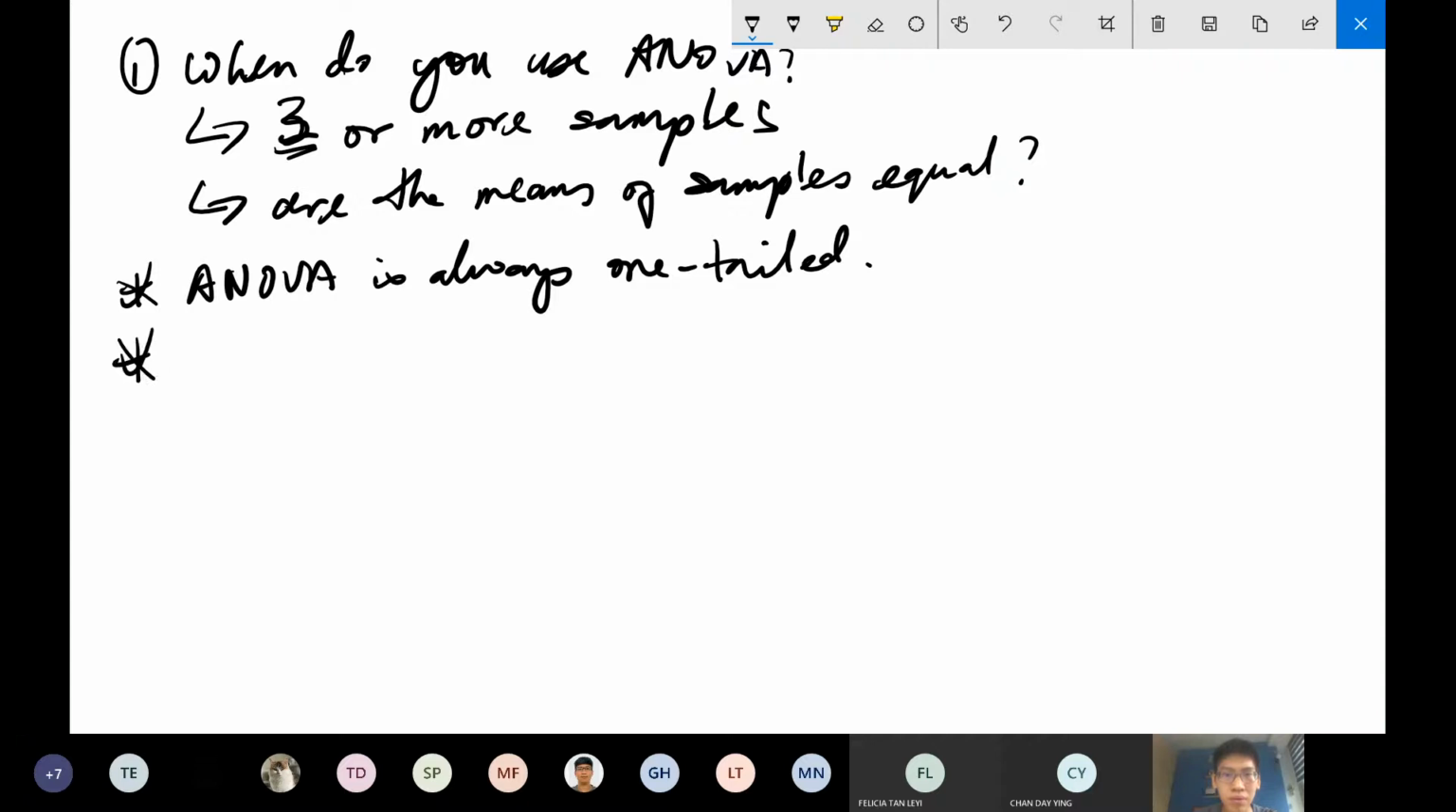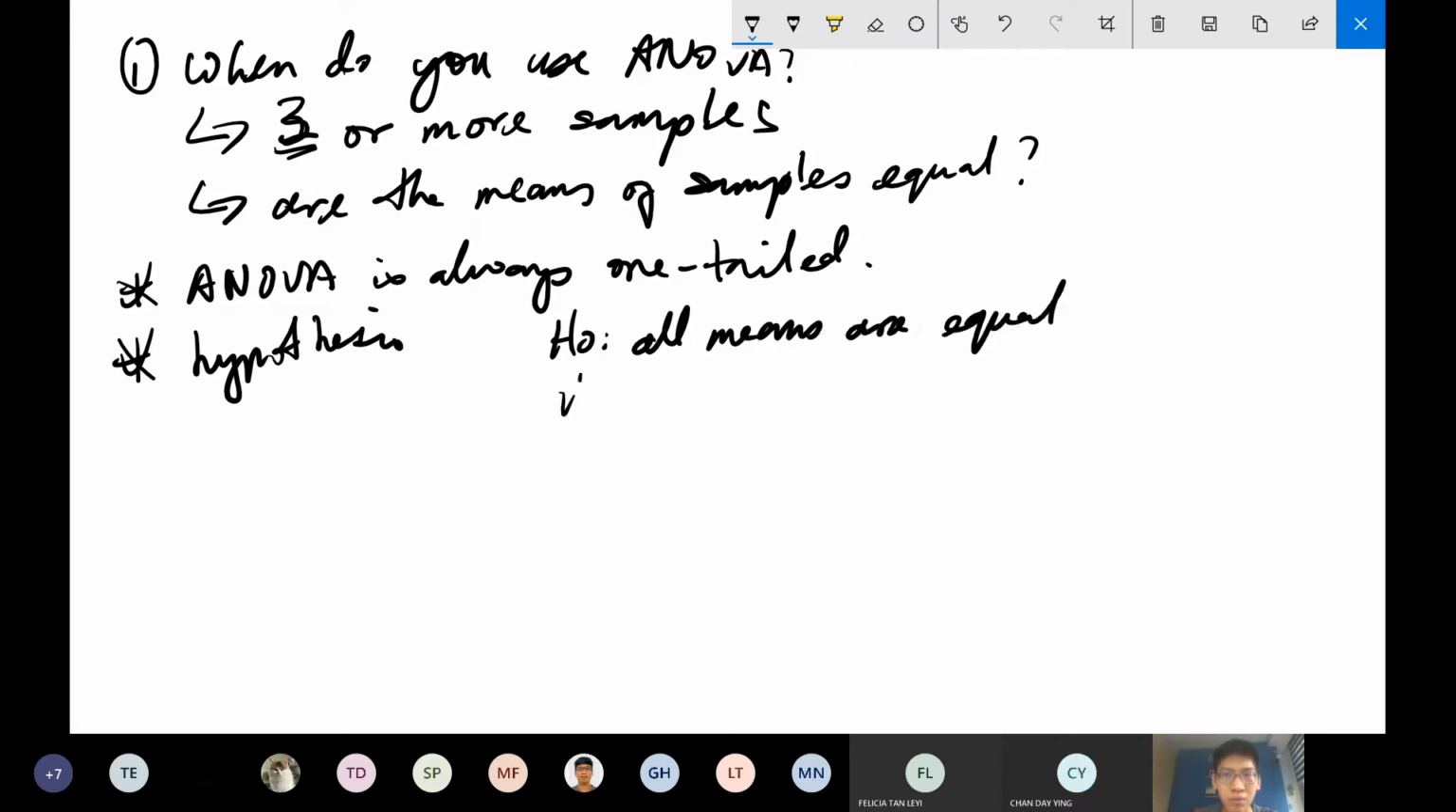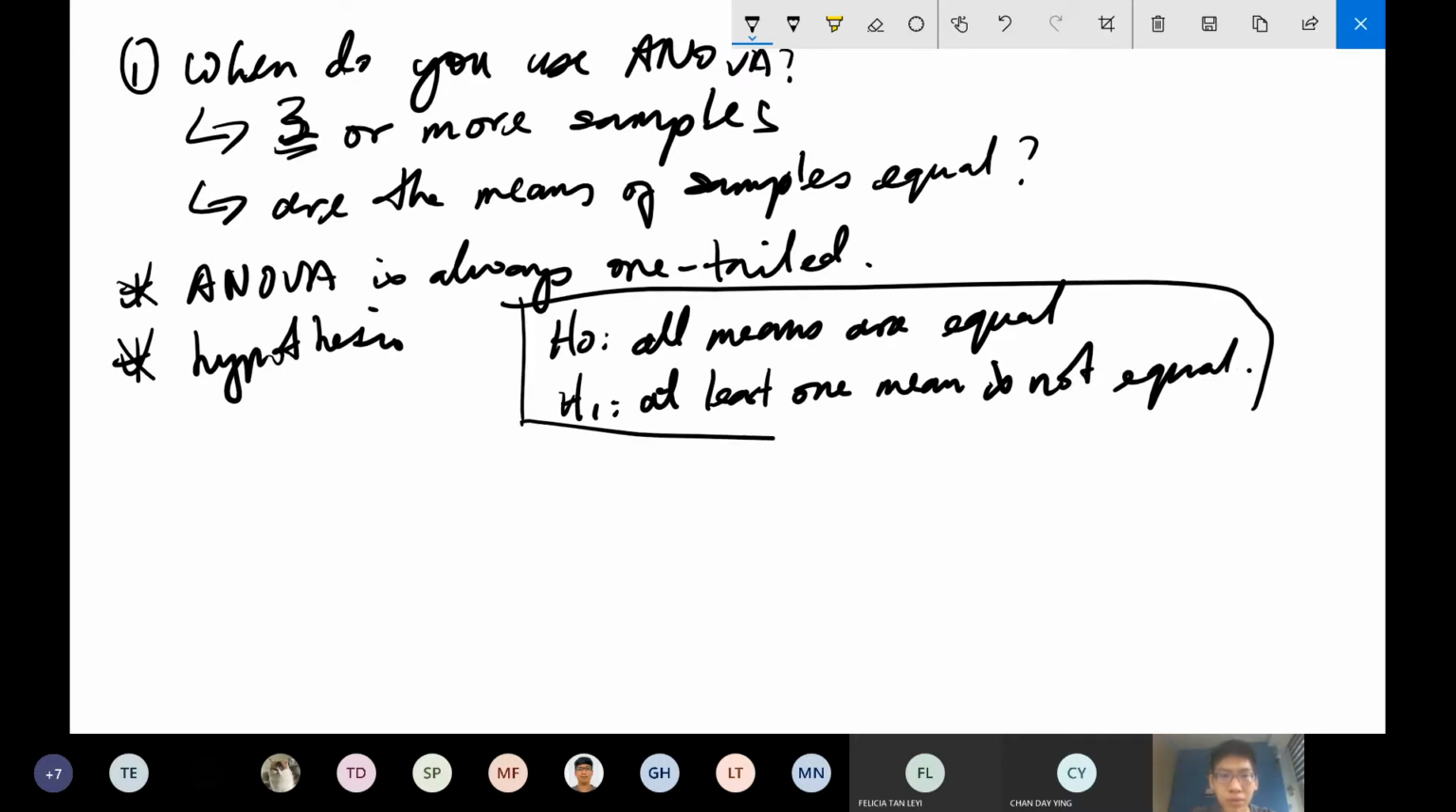Second is the hypothesis is always the same. The null hypothesis is always all means are equal. The alternate hypothesis is always at least one mean is not equal. So these two hypotheses are always the same for ANOVA.